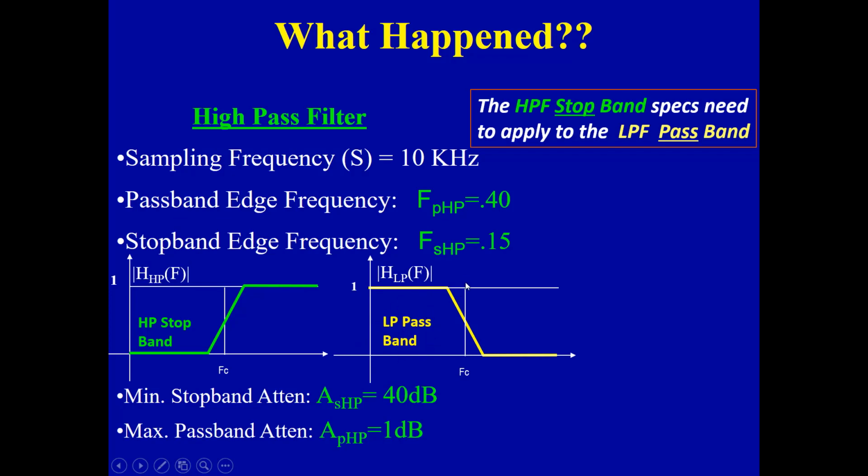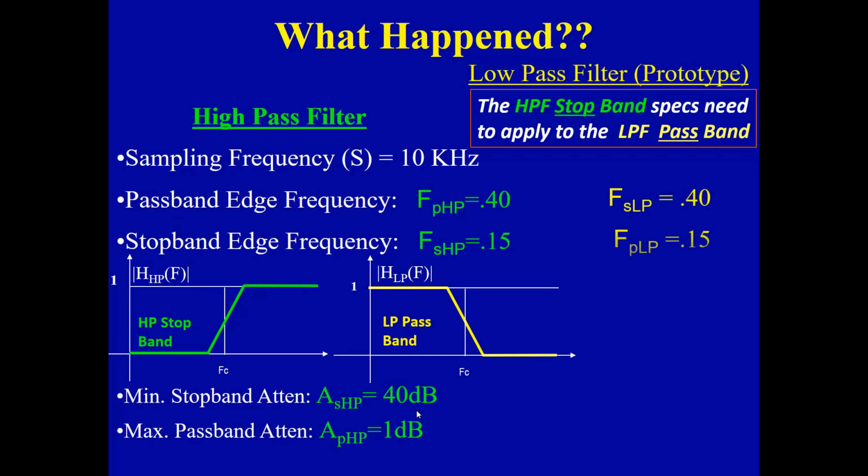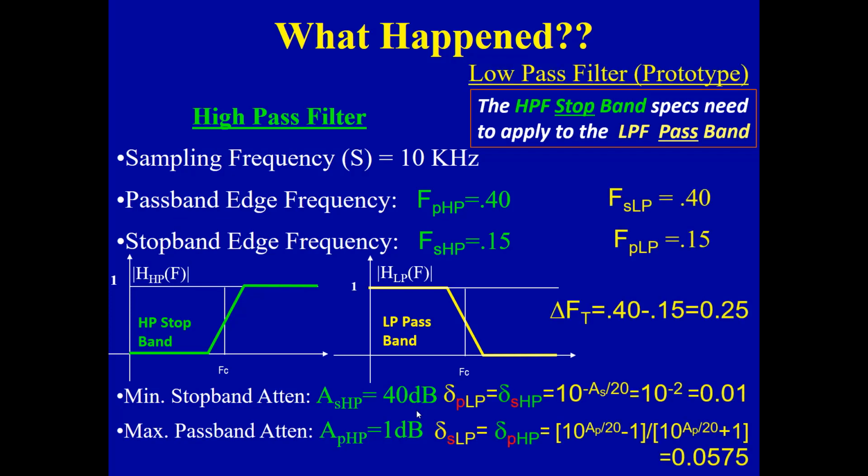Now, how do we do that? These attenuation allowances are very different. And so if we really want to compare things and match things up, what we would actually want to do is look at the ripple specs, not the attenuation specs. In the case of the low pass filter, if we translate this 40 dB of attenuation to a ripple value using our equations, we find that it's an allowed amount of ripple of 0.01 in the pass band of the low pass filter, which is the stop band of the high pass filter.